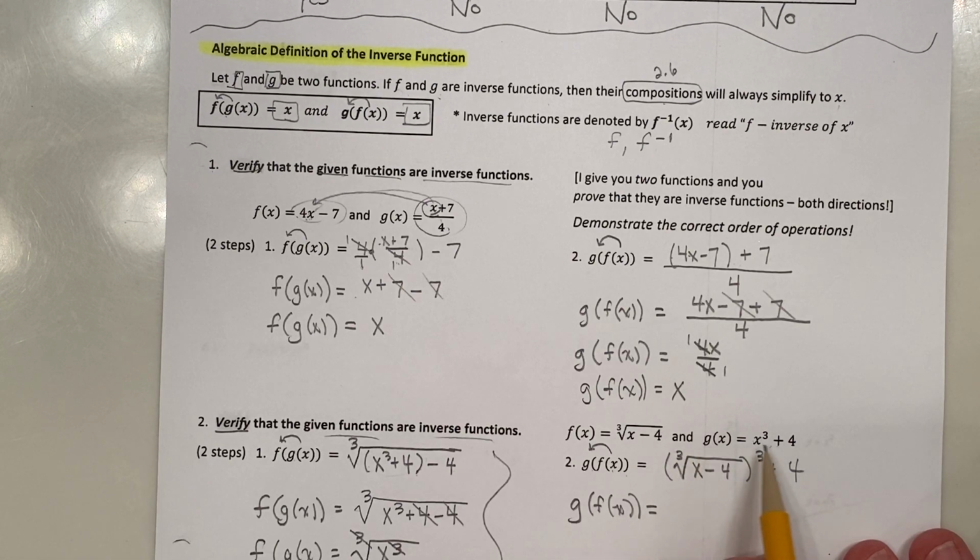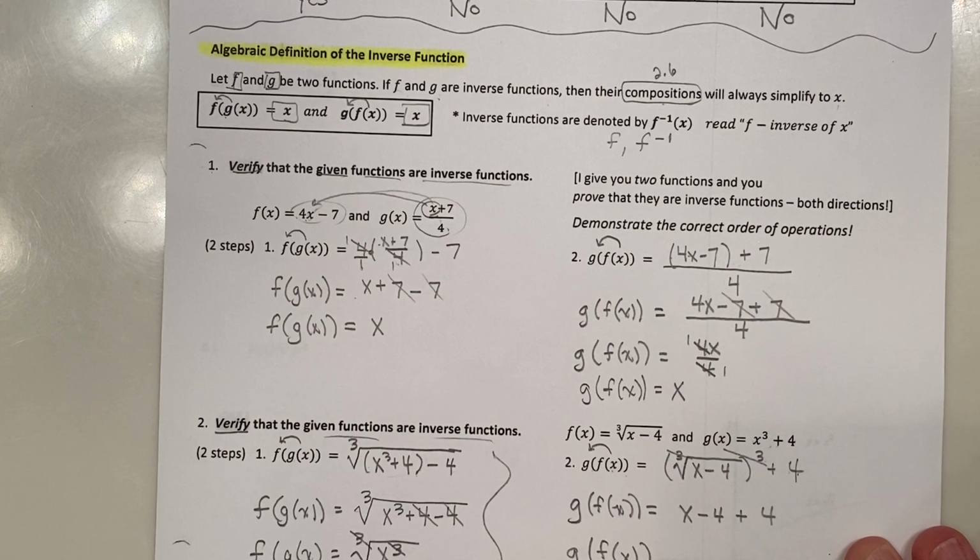All right, let's take a look at what we have here. I have to cube this cube root. I have to do the power before I do the addition. So cubing a cube root, those are inverse operations. So out comes everything that's underneath the cube root, called the radicand. So I bring out x minus 4, and don't forget the plus 4. All right, and then right here we can cancel the 4s, and so we're left with x.